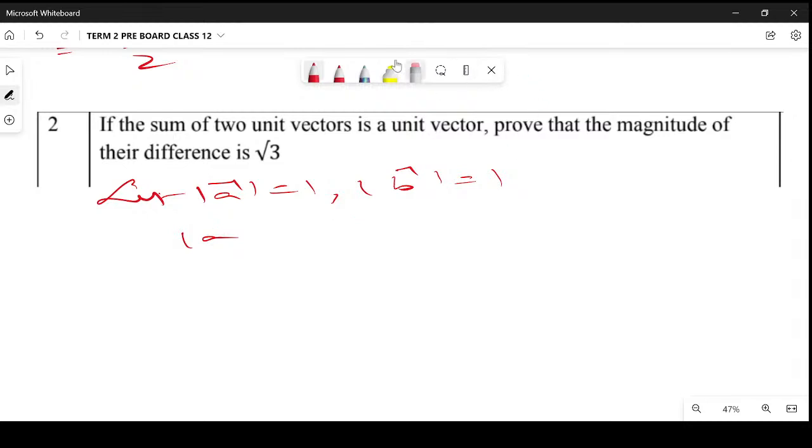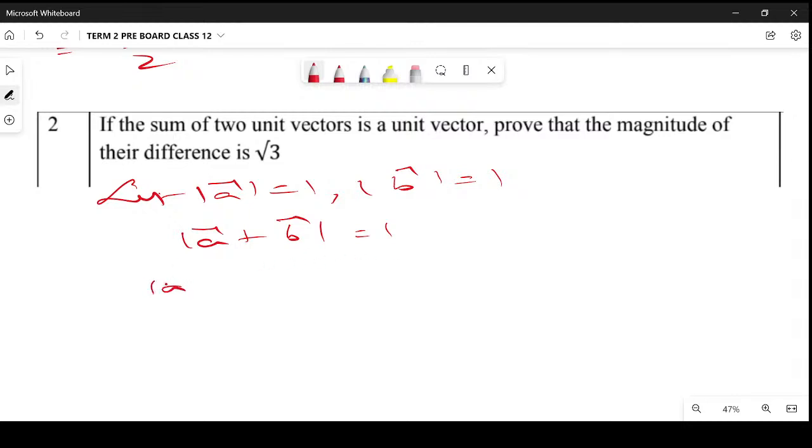They are saying the sum of those two is also a unit vector, so mod of a bar plus b bar is 1. The sum of two unit vectors is a unit vector, that is what is given. Now what about squaring on both sides?